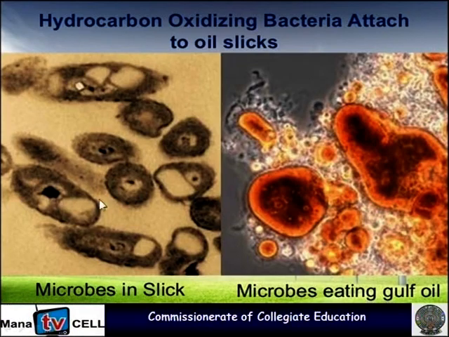So, here if you see this diagram shows hydrocarbon oxidizing bacteria that attach to oil slicks. Whenever oil is released, like the Gulf oil, we have seen one situation where the oil is released into the ocean. So, in that situation we are using the carbon oxidizing bacteria and it is eating the petroleum or oil slicks. Here we can clearly see microbes eating Gulf oil and microbes present in the oil slick.